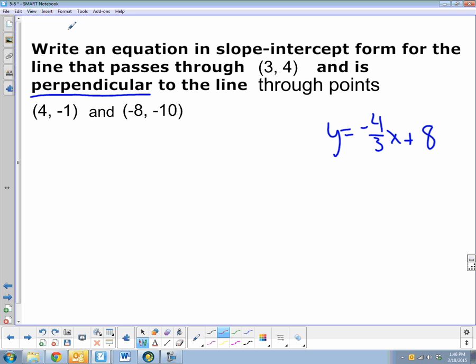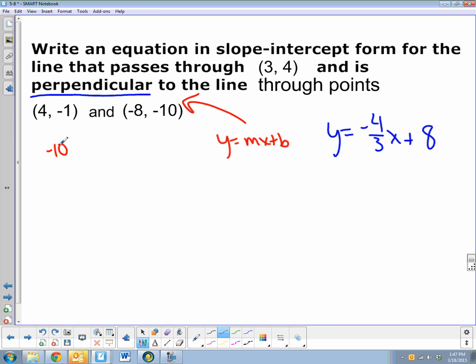So if we have to write an equation, y equals mx plus b, and it's going to have a slope that's perpendicular to some other slope. That was a really weird sentence, but we know that the slope in my equation, m, has to be perpendicular to the slope that goes through those 2 points. So let's find the slope that goes through those 2 points.